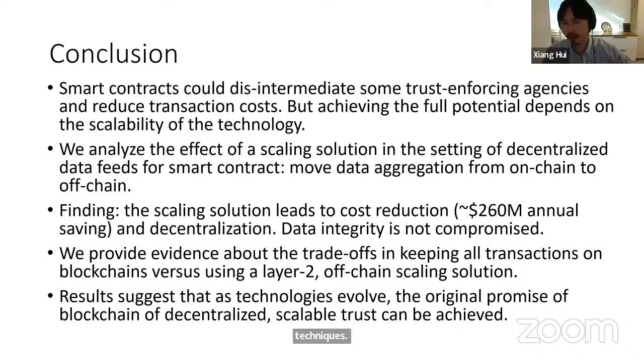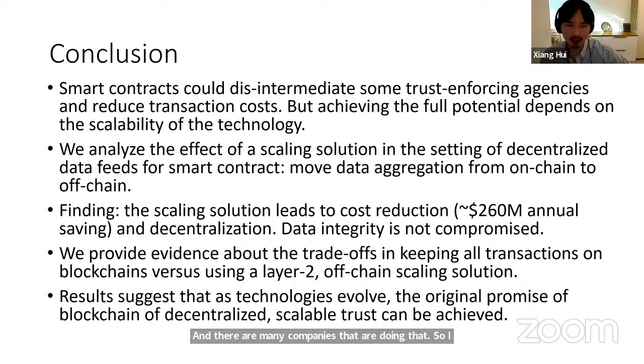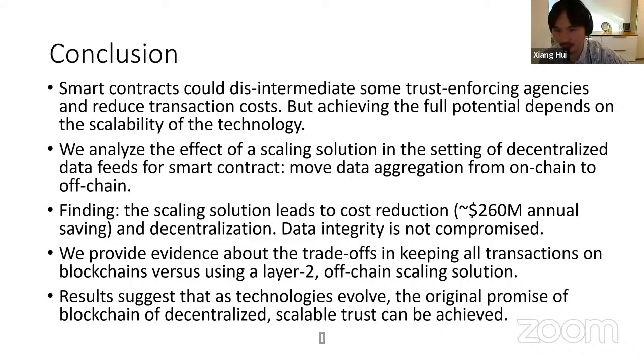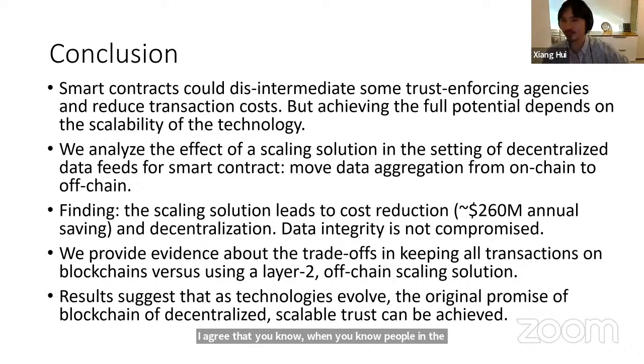Yeah, no, I completely agree. I think this off-chain solution is completely general. The idea is to take some of the on-chain computation off-chain, and there are many companies that are doing that. So I completely agree with you. And I agree that when people in the industry talk about layer 2, they typically do not mean off-chain solutions. So we have to think about the terminology. If I think about moving something off the blockchain, it's in some sense a layer 2, but it's not what industry people think about when they talk about layer 2.